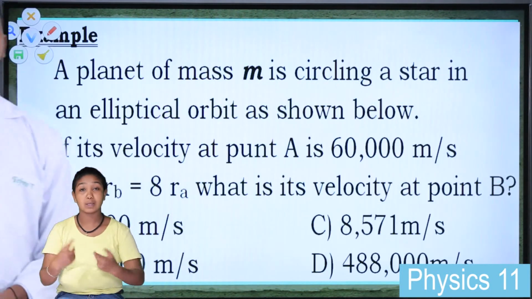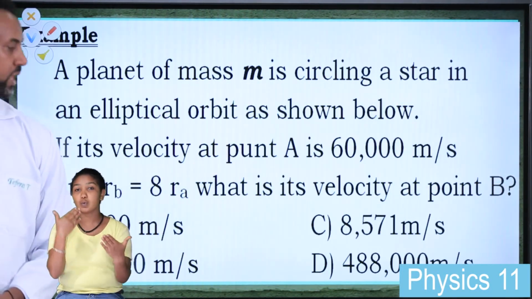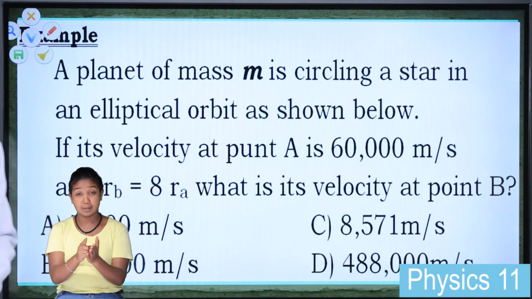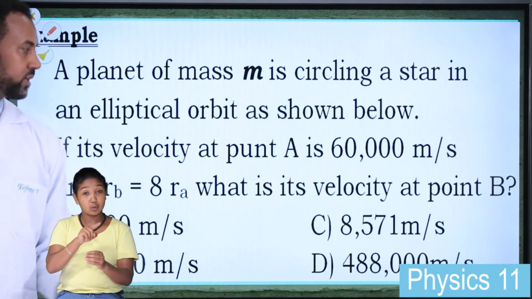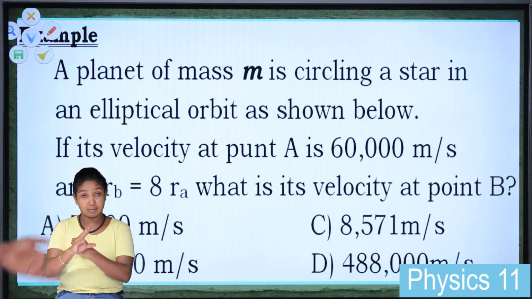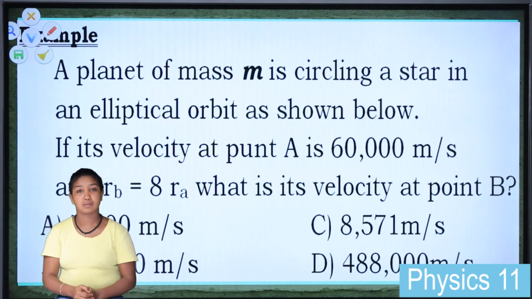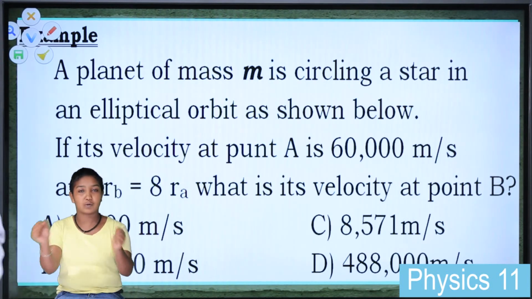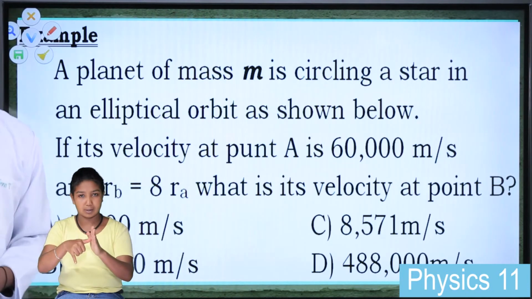Now let's try to solve one good example. This example appears on your national exam, actually. Let's try to solve it together, or let me give you a minute, then you will try to solve it together.